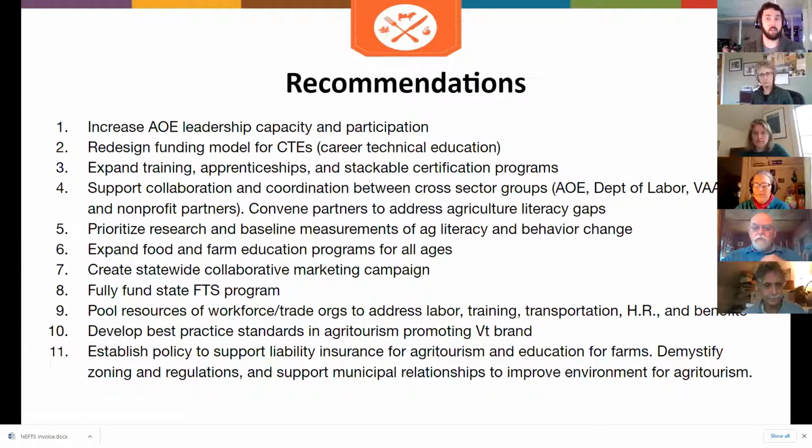I'll say something. I know I'm note taking, but I always bristle a little bit when I see recommendation after recommendation to create statewide collaborative marketing campaigns. As someone who leads Rooted in Vermont, that's what Rooted in Vermont was and is intended to be.